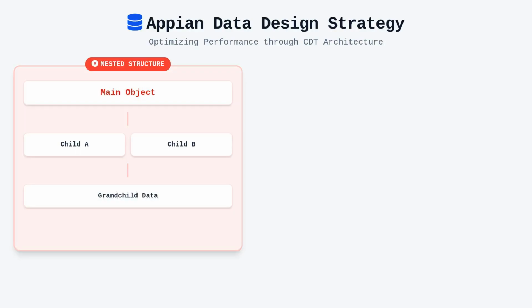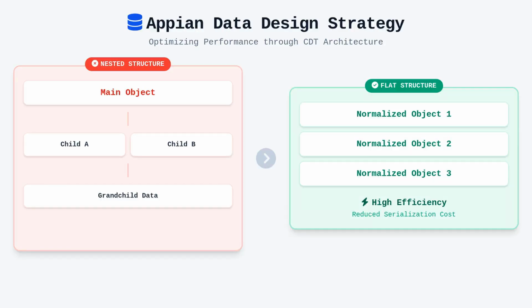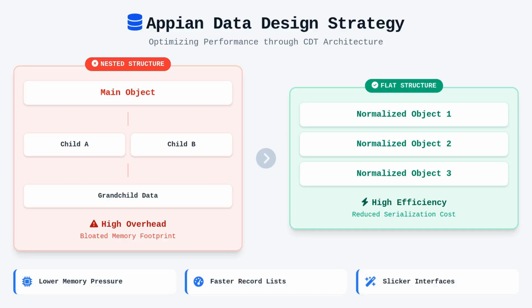While nesting data might feel natural from an object-oriented programming perspective, Appian's engine often performs more efficiently with flatter structures. Every time you fetch data into the system, the memory consumption is directly tied to the complexity and depth of these structures. By keeping your CDTs flat and normalized, you reduce the serialization cost and allow the engine to process information with significantly less memory pressure. Large, deeply nested objects often lead to bloated memory footprints that can degrade the performance of record lists and complex interfaces.